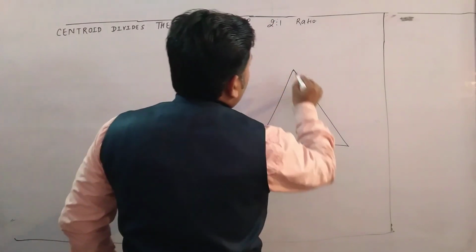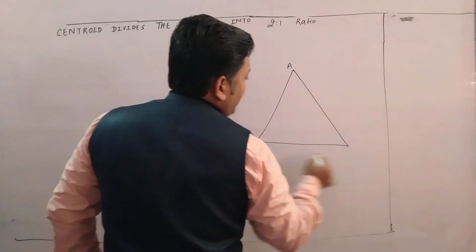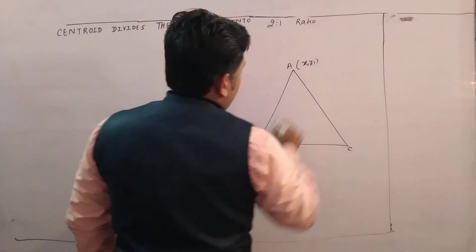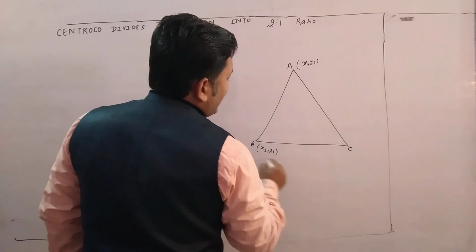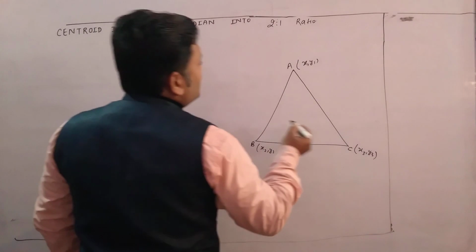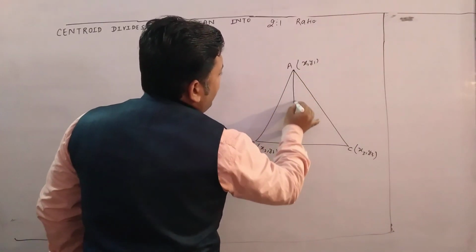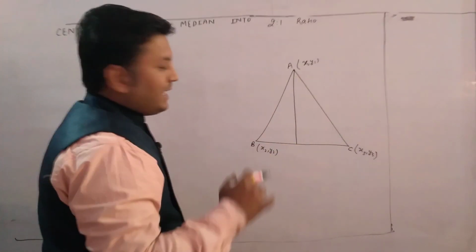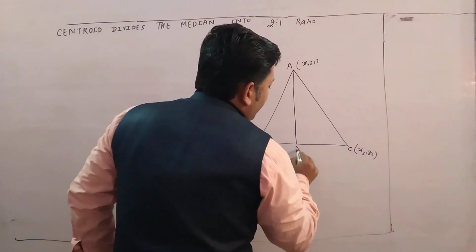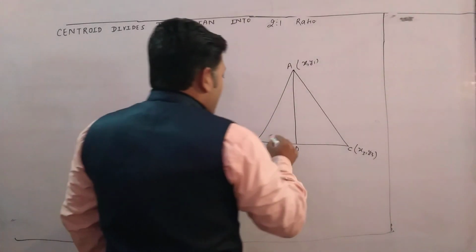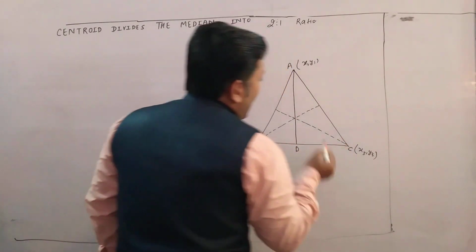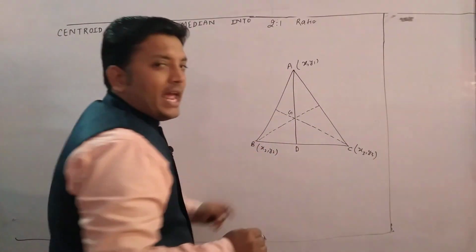the triangle in which there are three vertex A, B and C. A vertex coordinate is x1, y1 and B having coordinate is x2, y2, C having coordinate is x3, y3. And as we also know that when we draw a line and that divides opposite side into two equal parts, that line is known as median. When all three medians are concurrent to each other at a point, that point is known as centroid.